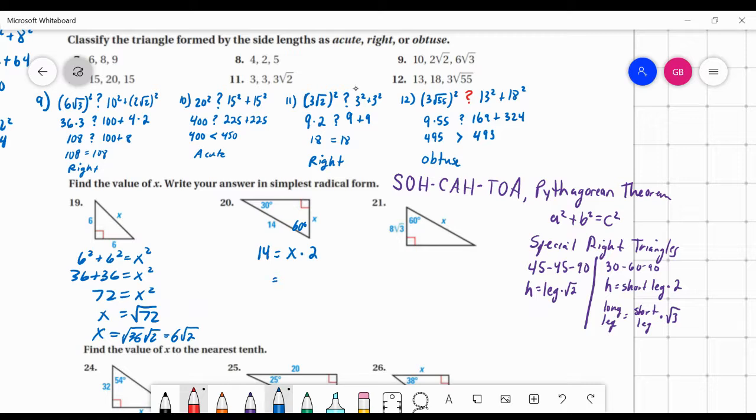So that means that x has to be 7. Okay. And for 21, again, you have a 30, 60, 90 triangle. Let's see, you have the hypotenuse. You need the hypotenuse. You have the short leg. So all you have to do is multiply it by 2. So the hypotenuse would be 8 square root of 3 times 2, which is 16 square root of 3.